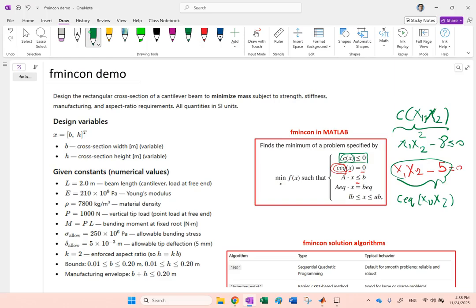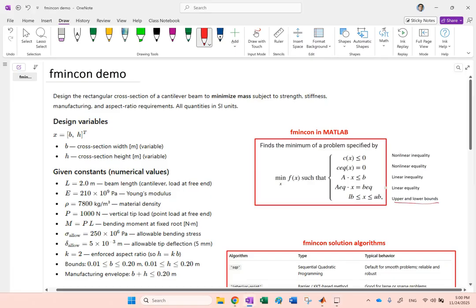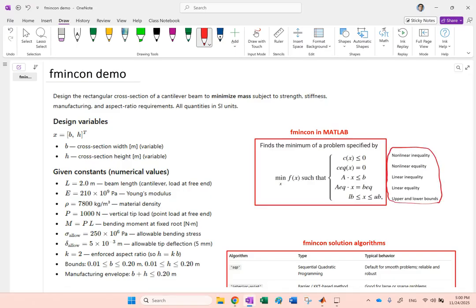So you see that you have literally all sorts of constraints here. And on top of all of these inequalities and equalities that are linear or nonlinear, your parameters can also be within some lower bounds and upper bounds. So you have hard limits, hard thresholds on your parameters too, upper and lower bounds. So this function can literally handle all of them together. Okay, that's why I say this is the most powerful command in optimization in MATLAB.